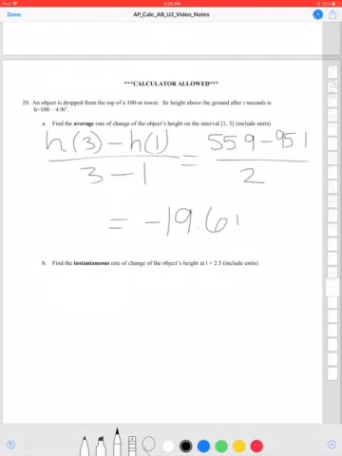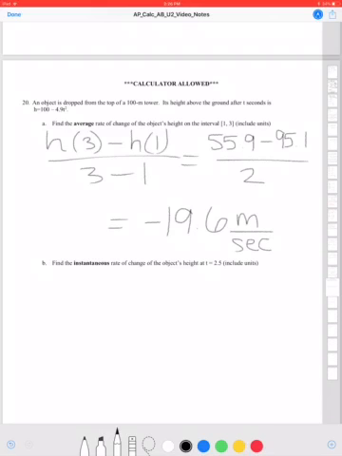All right, so that top line, h of 3 and h of 1, that was height, that was meters. And the bottom was time. And time was measured in seconds. So meters per second.